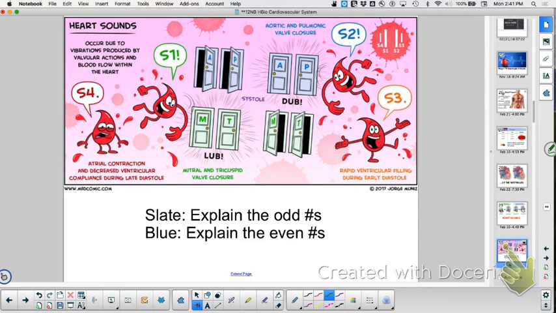Those largest of sounds, in this case your S1 or S2 sounds. When you hear the large sounds, those are the only ones I want you to know. What are those? Valve doors shutting. Okay. Which set of doors shuts first? AV valves, and then your semilunar.